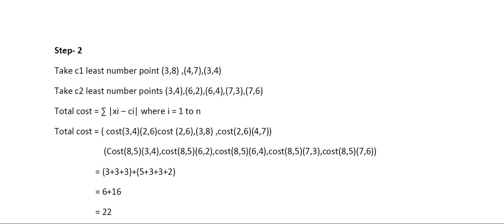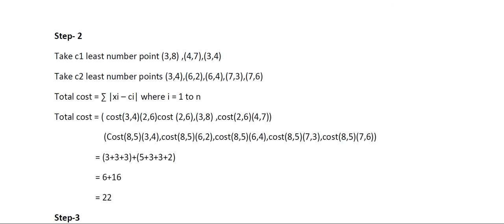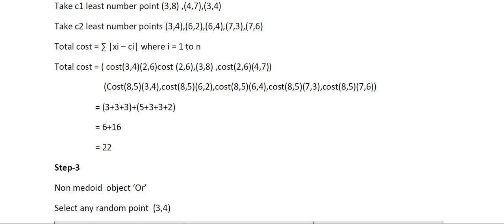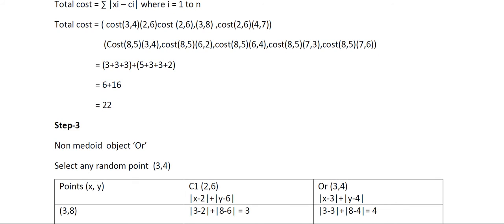But we also have to find out whether the cluster we have taken is correct or not. If we compare one more cluster, that is step 3. Now we are taking that cluster as OR, because again we have to take a random point. Already we have given C1 and C2 for 2 clusters, but here we are taking a random one, so we are writing OR.